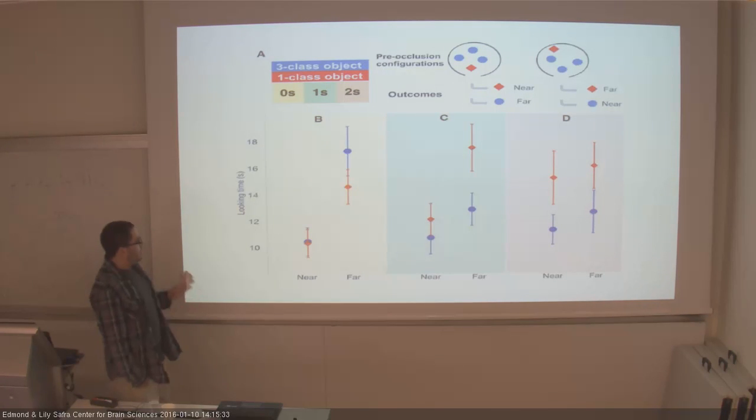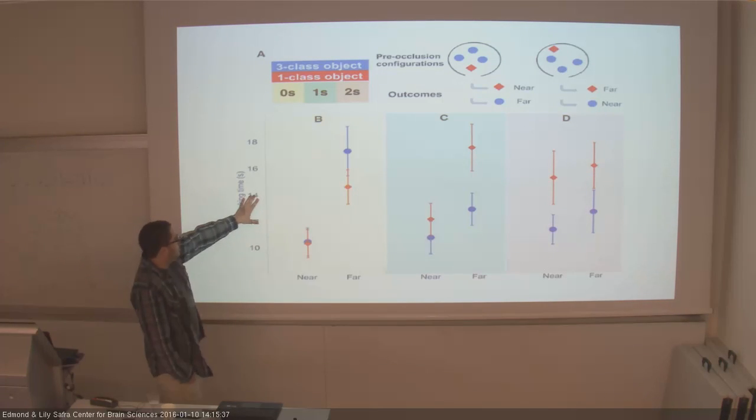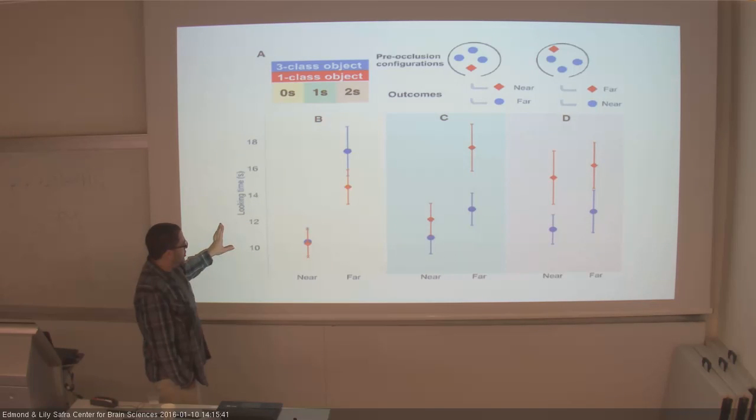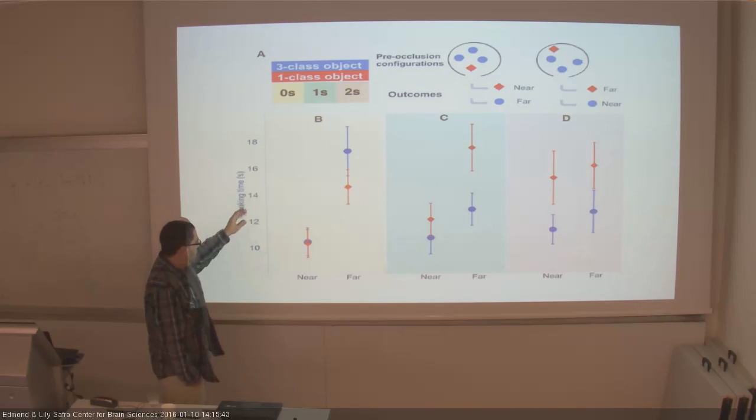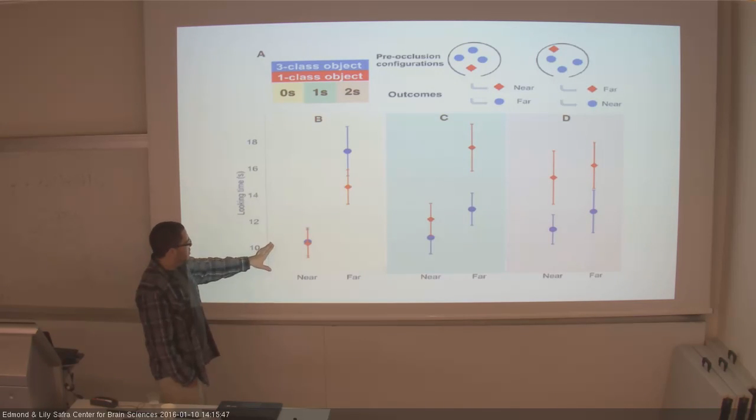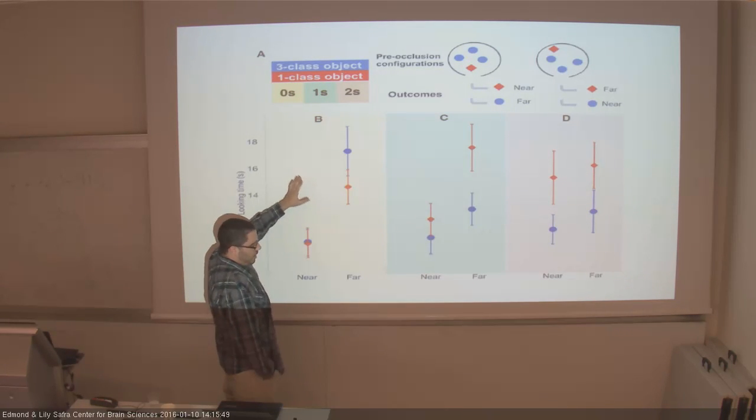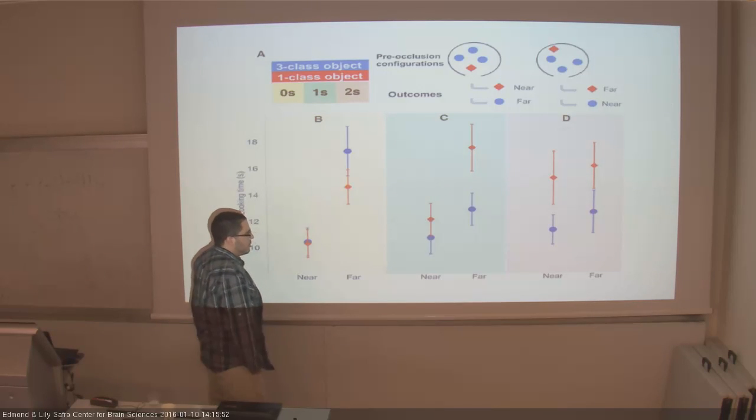And in fact, that's what we see here in the infant looking time. So this is the case of a short occlusion. In the case of a short occlusion, what we can see is that when the near objects came out, that was less surprising. When the far objects came out, that was more surprising.